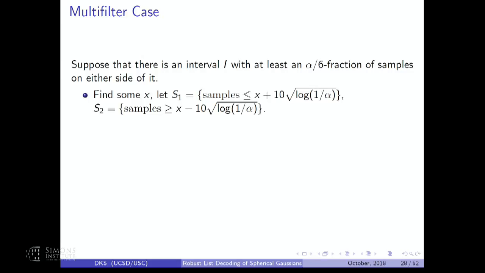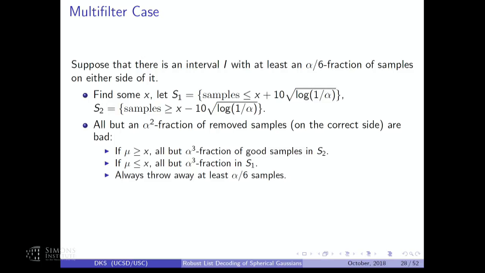For some value of x, we're going to pick two sets. S1 is going to be the set of samples that are less than or equal to, say, x plus 10 root log 1 over alpha. And S2 is going to be the set of samples that are bigger than or equal to x minus 10 root log 1 over alpha. These have some overlap, and I claim the overlap is enough that if we pick the correct one of S1 or S2, all but a tiny fraction of the removed samples are going to be bad.